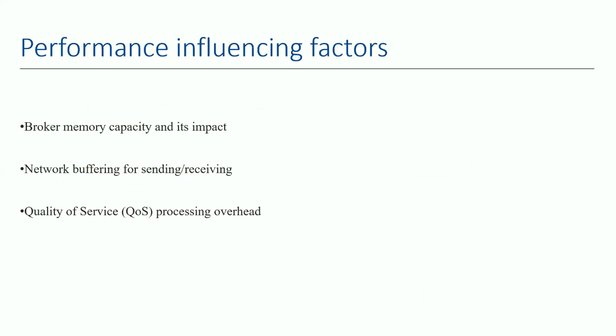There are several factors that may affect IoT system performance, and in particular response time. We give below the main factors: broker memory, network buffering, and quality of service level.